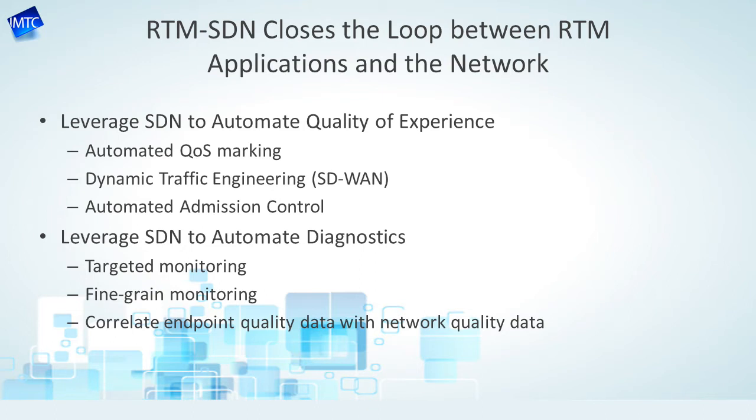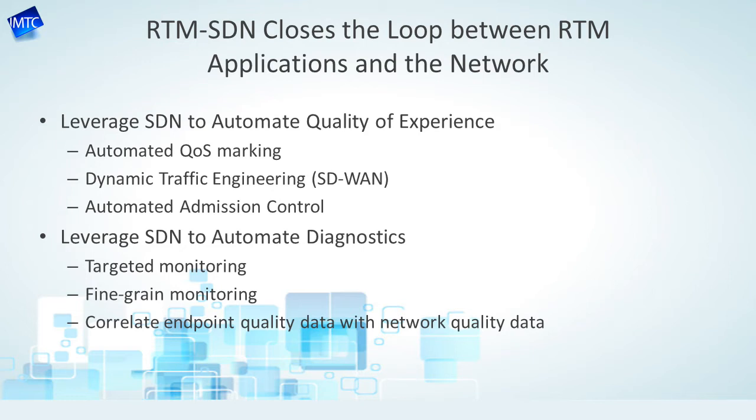So SDN allows the application developer, the developer of the real-time media applications, to tell the network how it would like the media to be treated on the network, and vice versa. It allows the application developer to get information from the network about how the traffic is being treated, what the quality is of the transmission, and what have you.